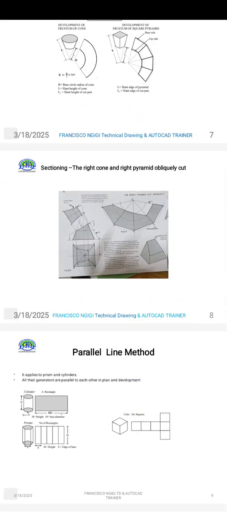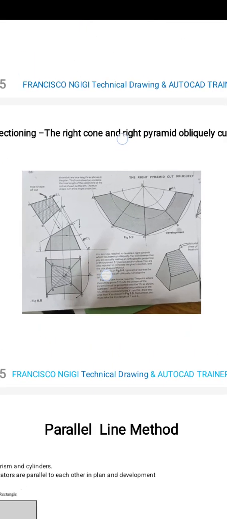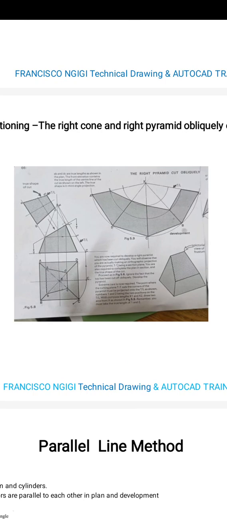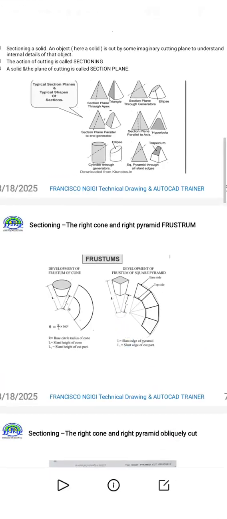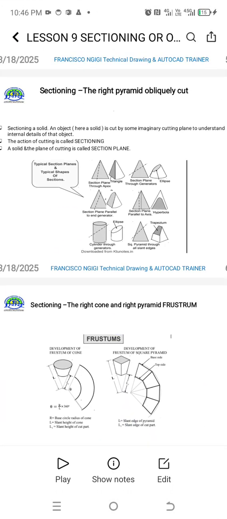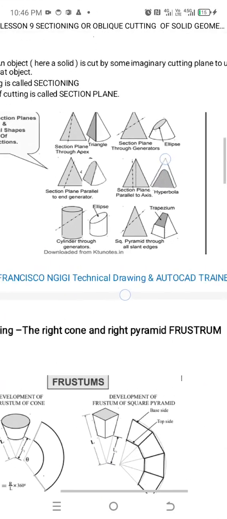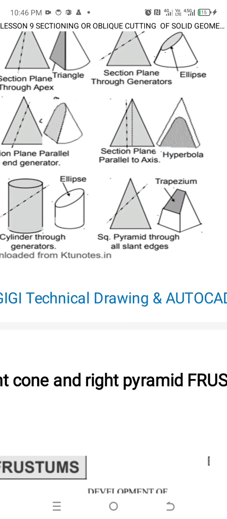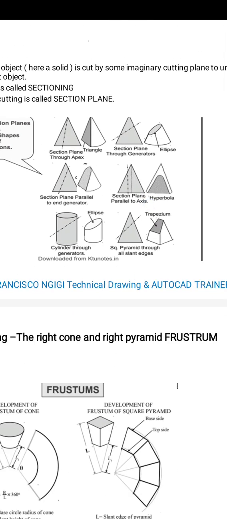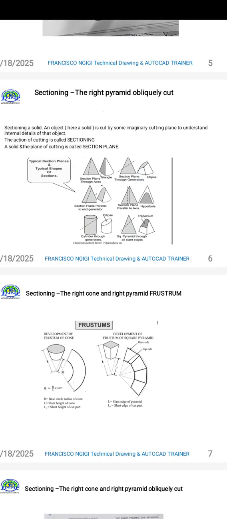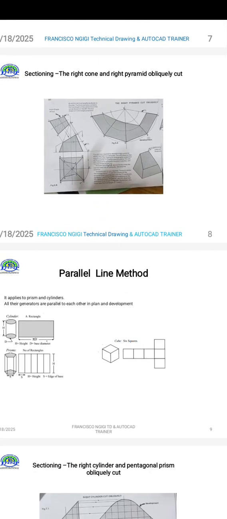The right cone and right pyramid obliquely cut. So the moment we cut, it's good we realize for pyramids, once you cut them, you appear with something like a trapezium. You can see here we have a trapezium at the top. But for the cylinder, we have something like an ellipse. And also for a cone, we appear to have an ellipse at the top. So those are some of the things we need to understand.